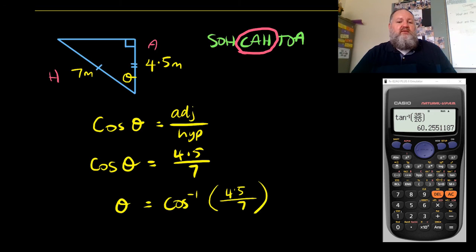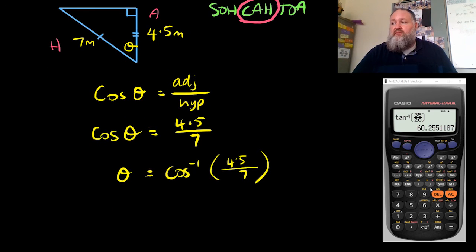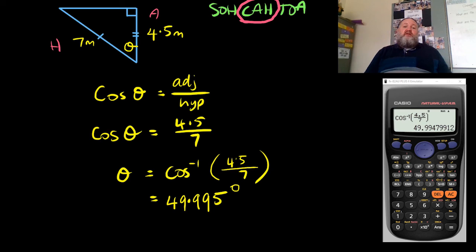I'm going to then multiply both sides by cos to the -1 to find the inverse value. I will quickly do that on the calculator to show you. So shift cos, and it will be 4.5 over 7. Close my brackets, and I will get 49.995 degrees, which is what I have. Okay, so that's how you do it. That's how you find the angle based on two sides. Okay, so trigonometry is actually a very useful thing, a good tool to have.